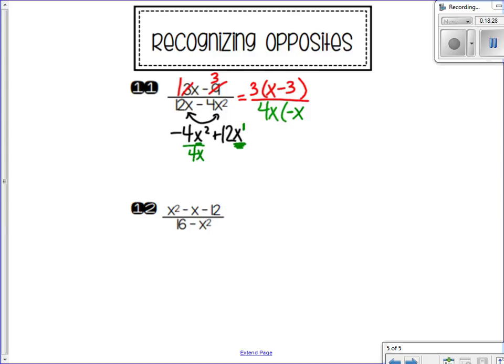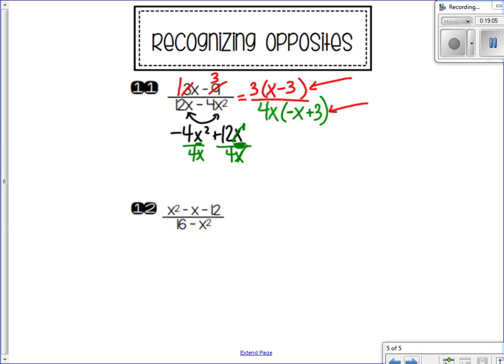Now I got to divide the second one by 4x. 12 divided by 4 is going to give me a +3. And then x divided by x, they're going to cancel. So my second term doesn't get an x. But now here's what we got. Look at my opposites here. This one is x minus 3. This one is -x plus 3. Okay? These are actually opposites.